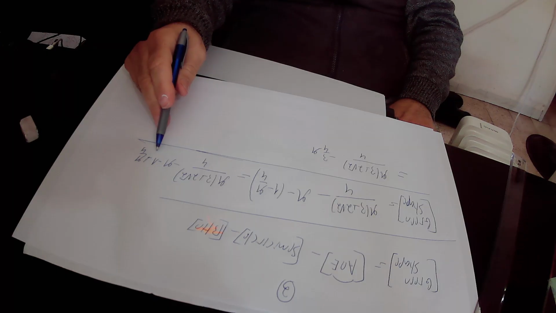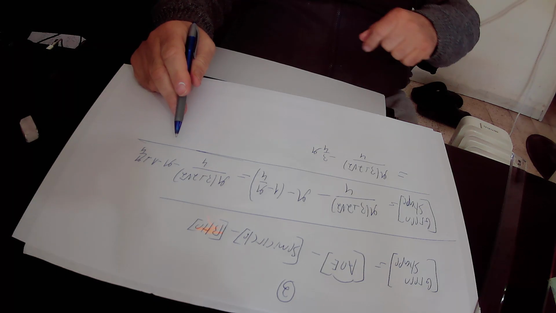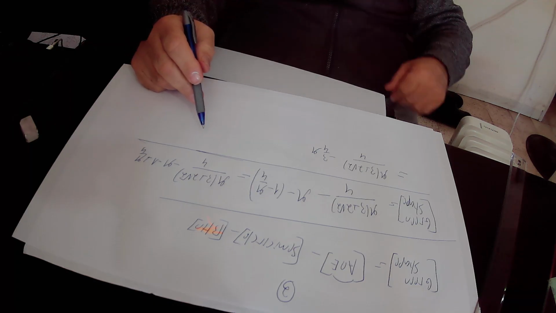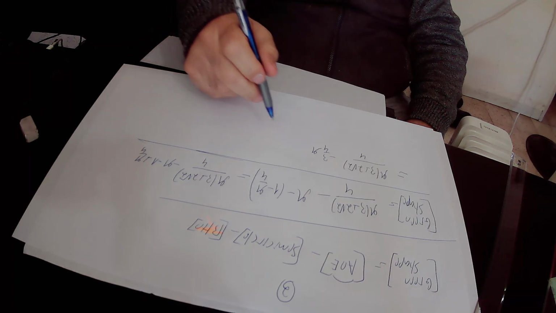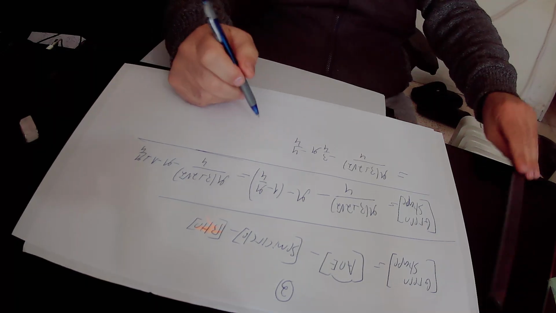Here we multiply minus 1 by 4 and then we divide it by 4 in order to get a common factor with the other two expressions. So minus 1 times 4 is minus 4, divided by 4.